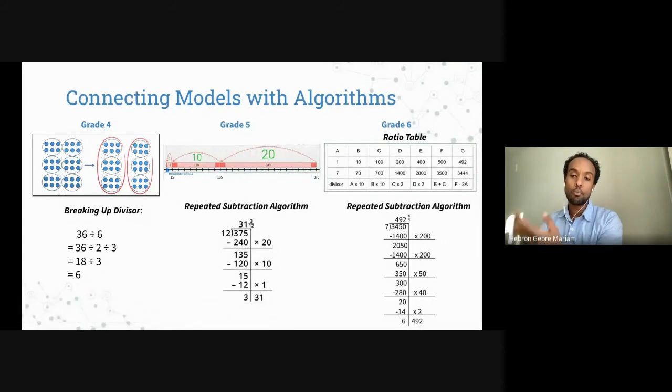Now in grade 6, we want to point out that the ratio table is actually more of a strategy. We wouldn't call it an algorithm, but a strategy. It's not necessarily a model because it's not visual. It's just a way of organizing our numeric steps.